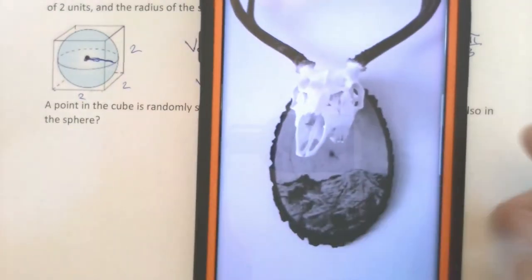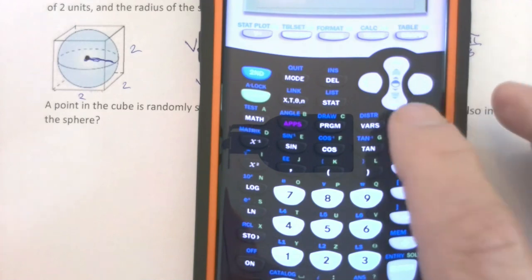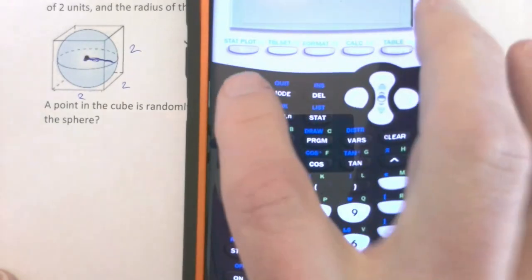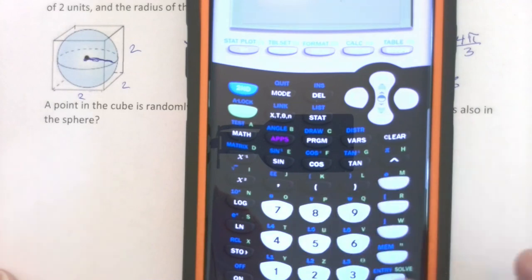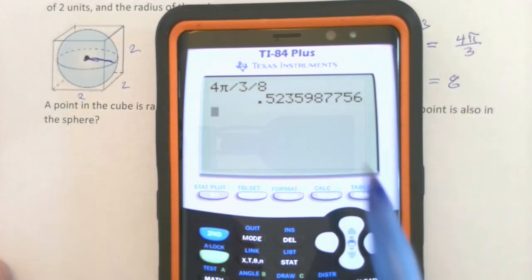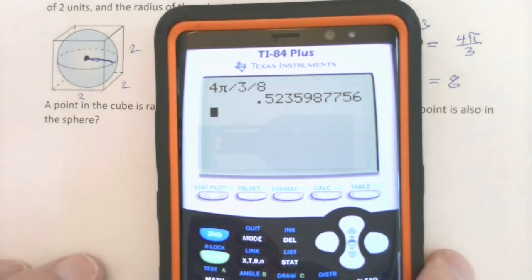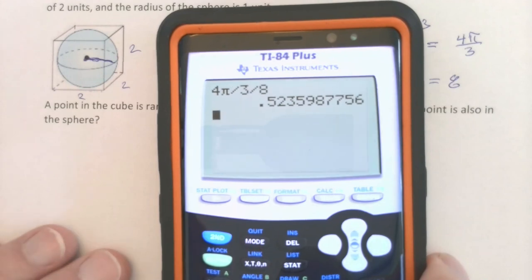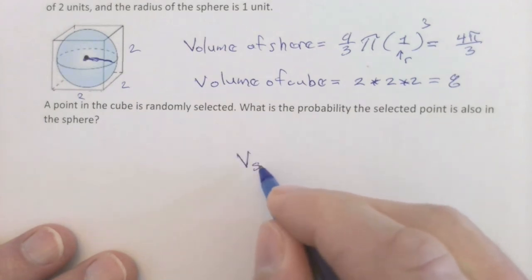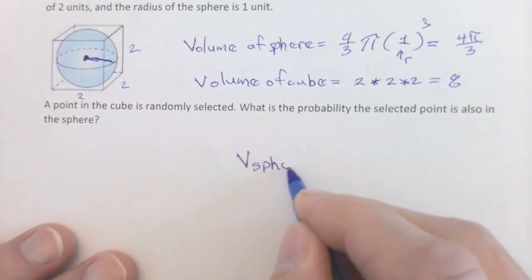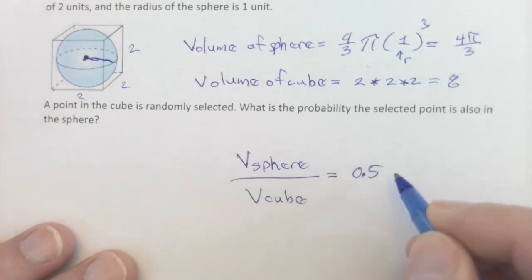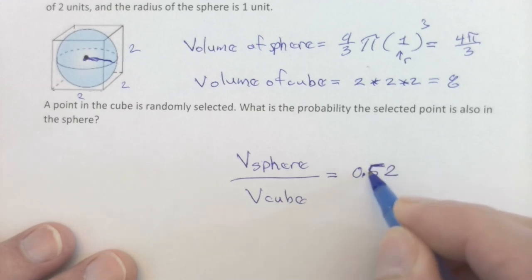So let's do that. Okay, that's 4 pi over 3 divided by 8, and it came out to 0.52, which is just a little bit bigger than 0.5. If it were 0.5 exactly, we'd say, oh, it's a 50% chance. It's a slightly higher chance, though, that you'll be in the sphere than, let's say, that you won't be in the sphere. So this point has, volume of the sphere divided by the volume of the cube, turn out to be 0.52 to the nearest hundredth, which is about a 52% chance.